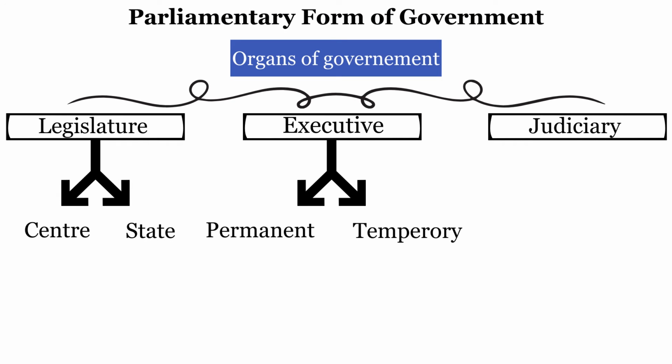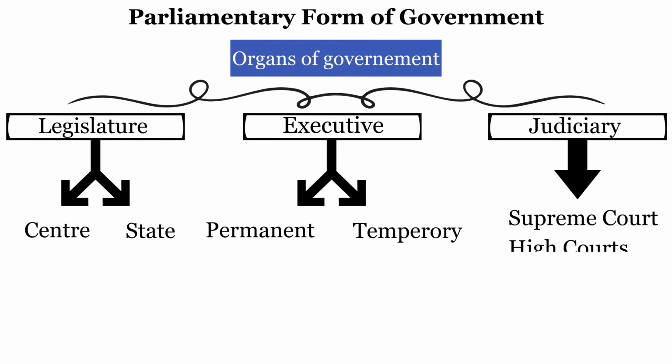Judiciary. Upholding the principles of justice and the rule of law is the independent judiciary with the Supreme Court at its apex. Below the Supreme Court are the high courts, which operate at the state level. At the district level, the district courts serve as the first point of contact for the judicial system.